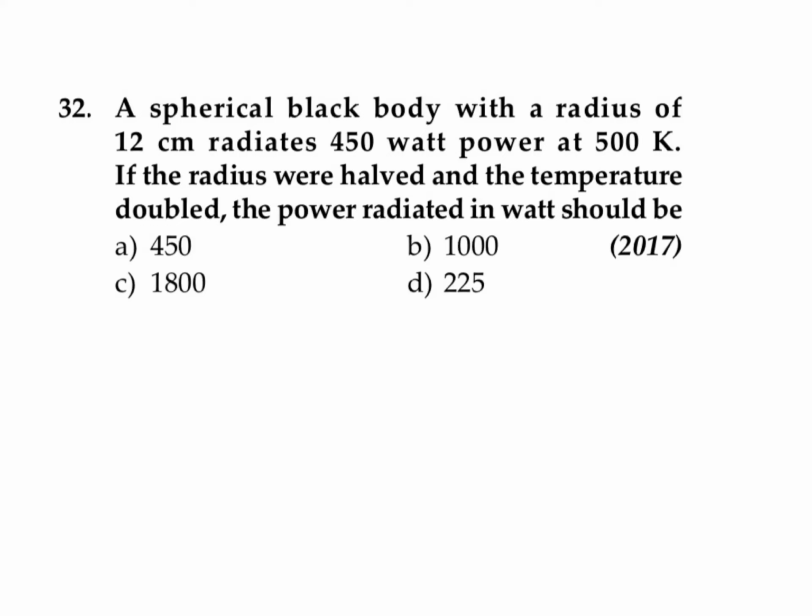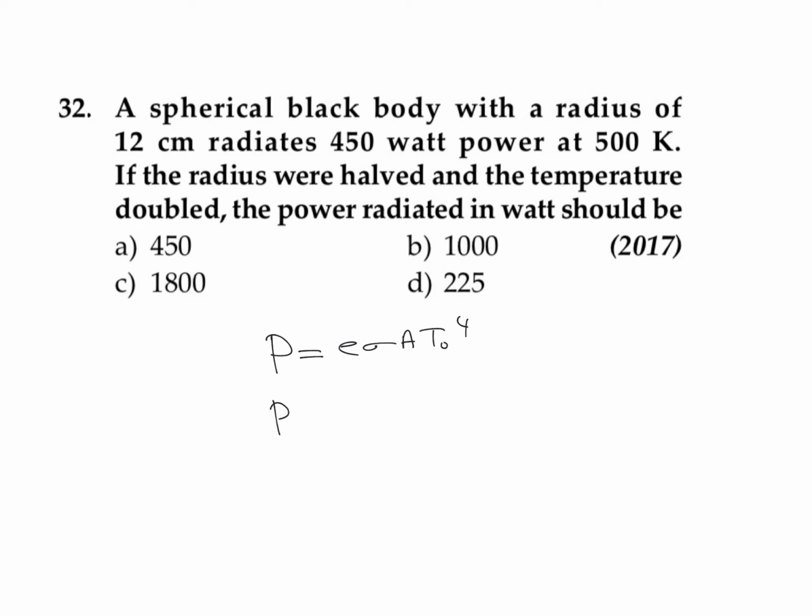Here it is given that a spherical black body with a radius of 12 centimeter radiates 450 watt power at 500 Kelvin. If the radius were halved and the temperature is doubled, the power radiated in watts would be? So we know the equation for the power radiated, that is e sigma A, temperature of object raised to 4.